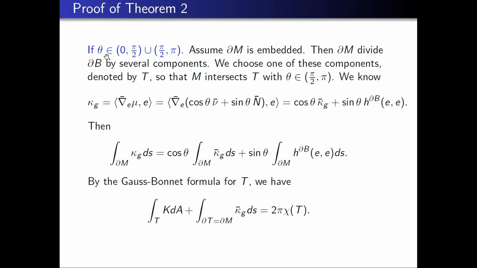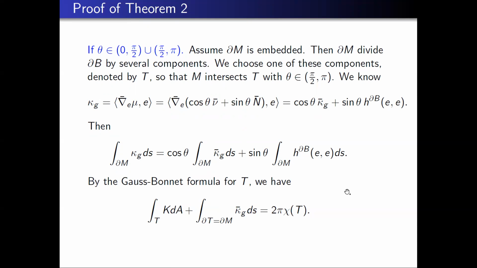If theta is not a right angle, and we assume the boundary M is embedded, then boundary M separates boundary B into several components, and we choose one of these components denoted by T, such that M intersects T with theta belonging to pi over 2 to pi. And we know that the geodesic curvature equals to this function. Then we can take integration. We have this equality, this equation.